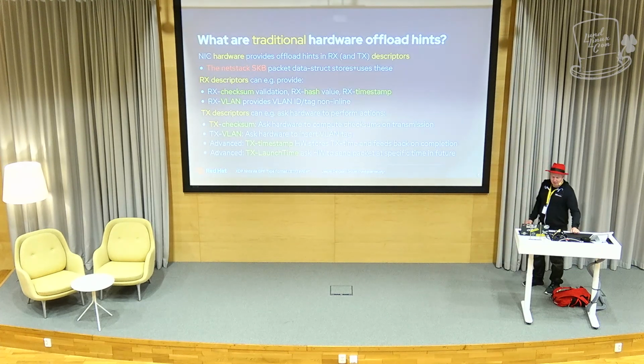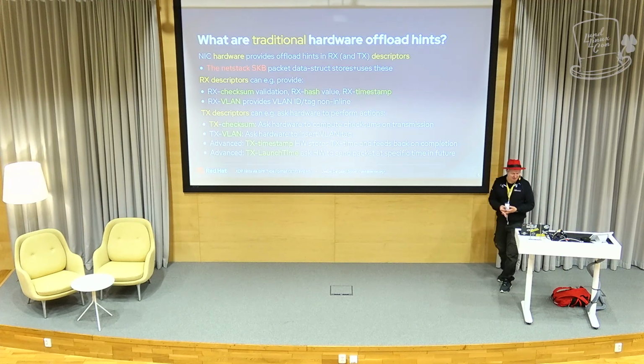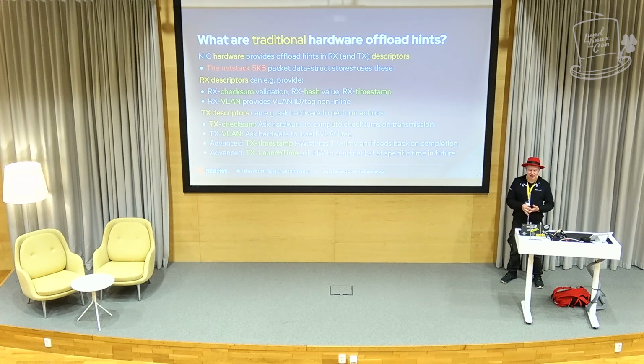So what are these traditional hardware offload hints that we lost, that I'm trying to bring back? The hardware provides some offload hints in the descriptors, and these are descriptors for describing receive and transmit. Today the network stack will take these hints and put them into our SKB metadata structure to store this information. And that's not available at the XDP level.